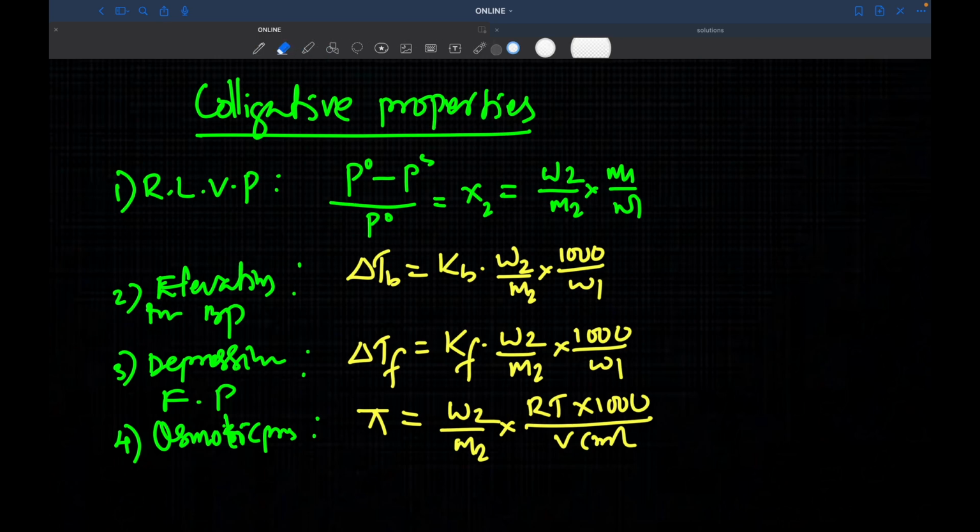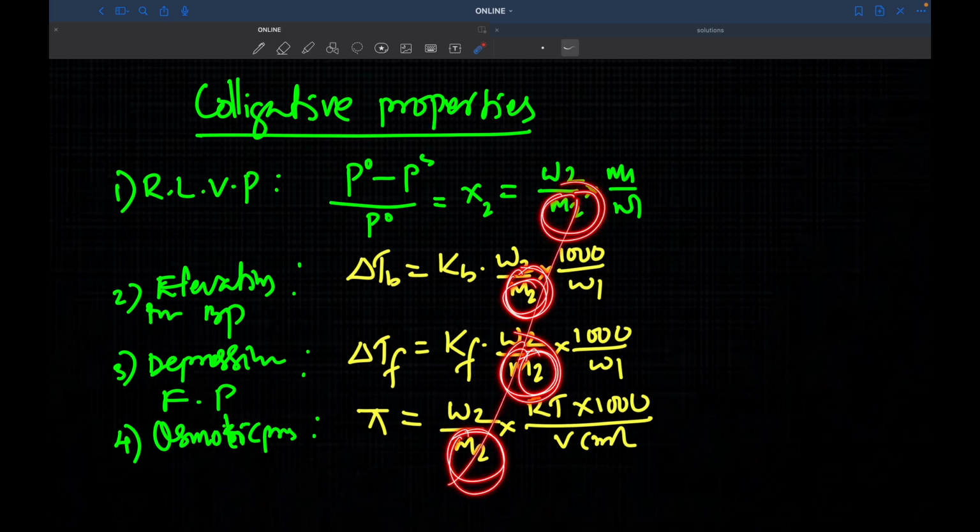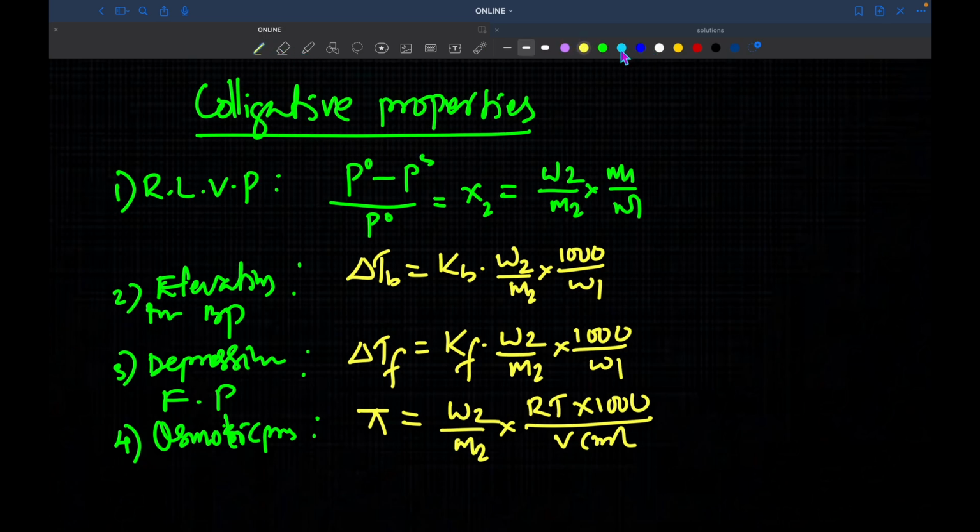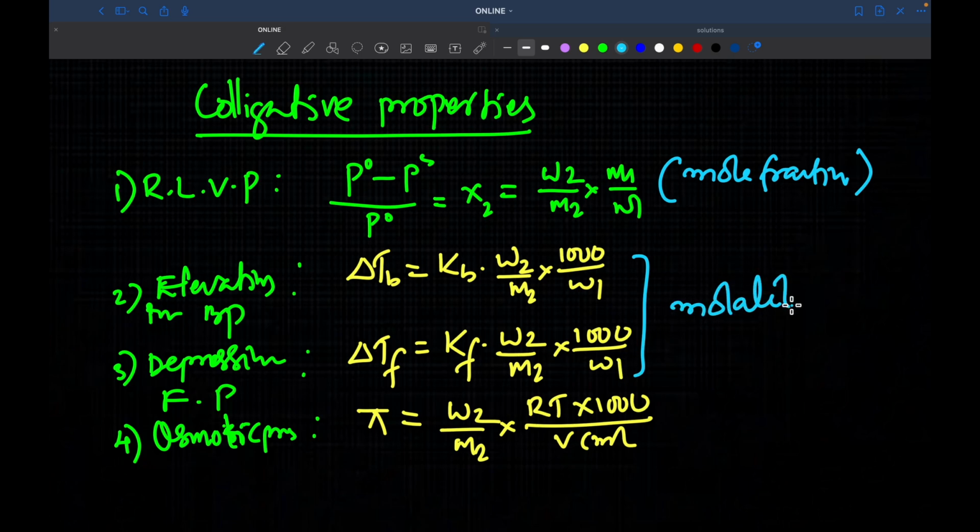Look here, there is a small difference. The purpose of all colligative properties is to find the M2 only. All of them are used to find the molar mass, M2. But in the first case, for RLVP, we use mole fraction. For the second two cases we use molality. For the last case we use molarity.